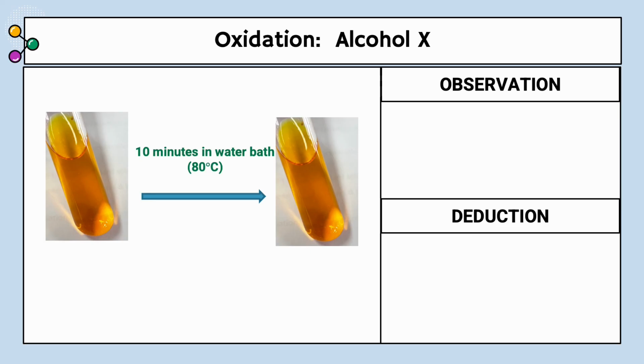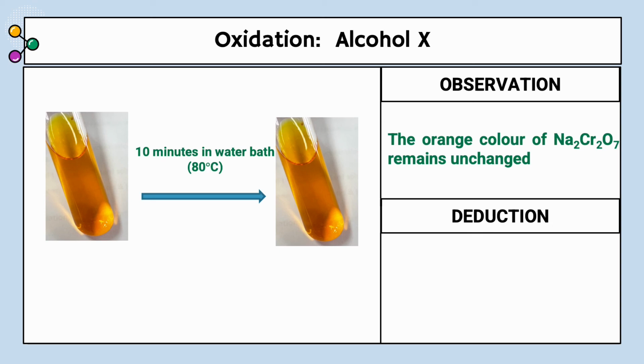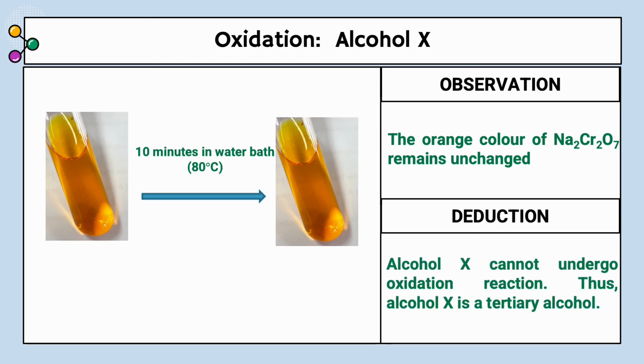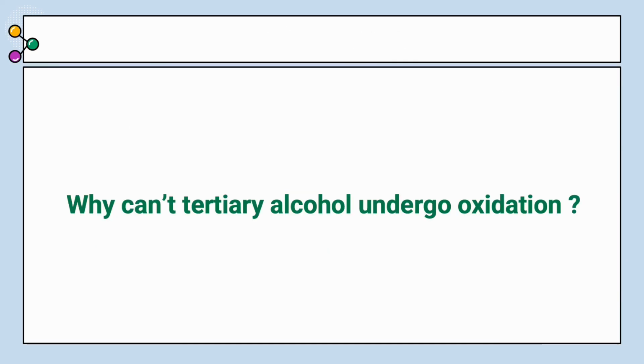Okay, so kalau saya repeat lagi dengan alcohol X, saya akan dapat sama observation dengan 2-methyl 2-propanol, which is the orange color of sodium dichromate remain unchanged and alcohol X cannot undergo oxidation reaction. Okay, so the question that I want to answer that includekan dalam awak punya observation, discussion adalah why can't tertiary alcohol undergo oxidation? Sebab awak tengok tadi, kalau kita buat tertiary alcohol, kita try buat oxidation reaction, there's no color changes of the dichromate itu.